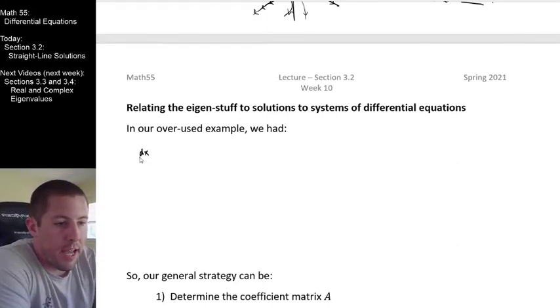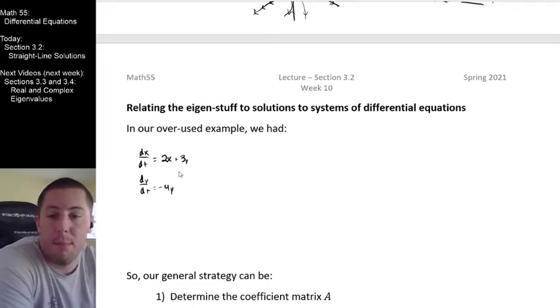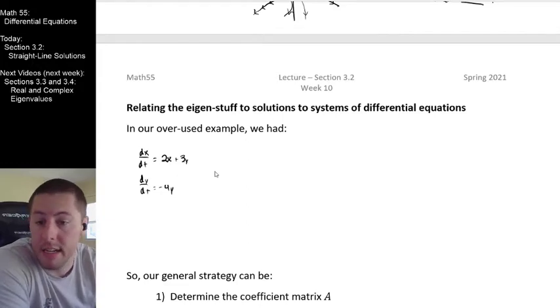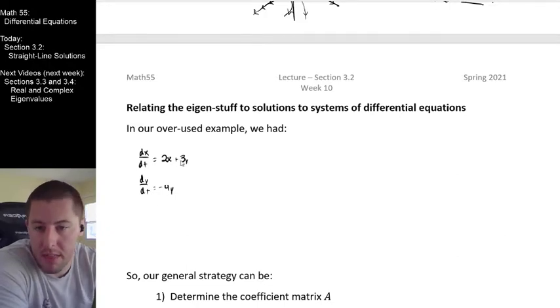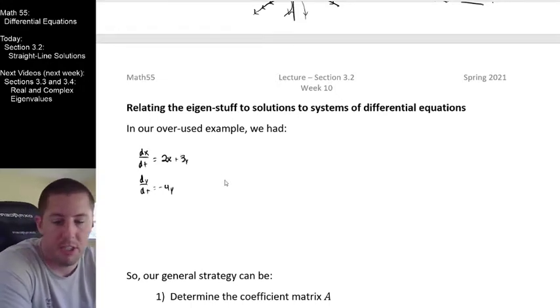What we had was we were given that dx/dt was equal to 2x plus 3y, and dy/dt was equal to -4y, right? So this is our partially decoupled system. Technically, we were able to solve this by hand because it was only partially decoupled. We could solve for y first, then plug that value in for y, then do the linear integrating factor for x, and we actually got this solution like a month ago in chapter 2.